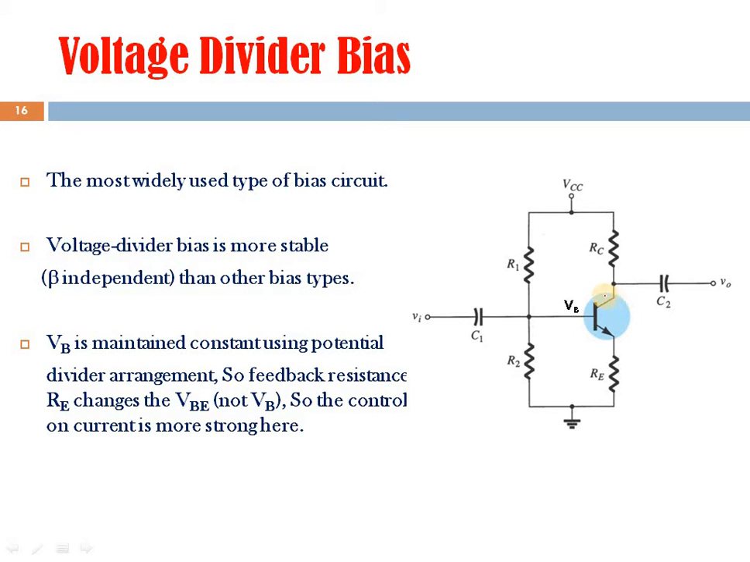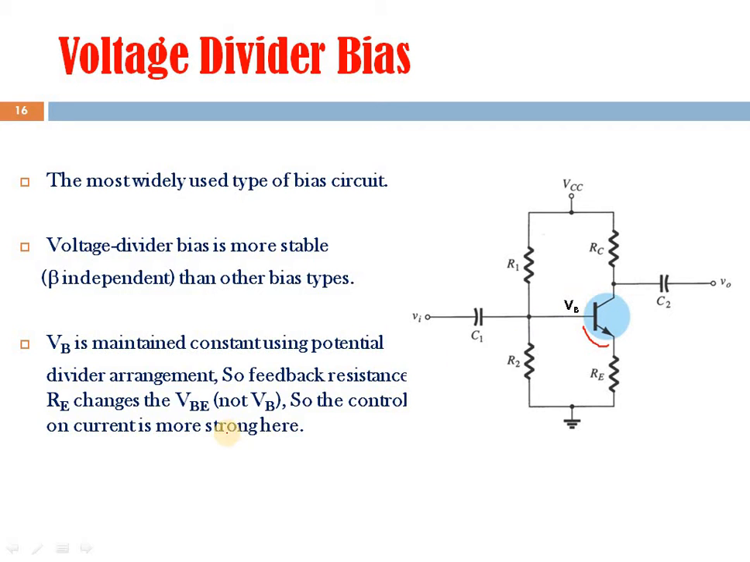In this circuit, VB is maintained constant. In the earlier methods, even with the emitter resistance method, VB was increasing if IC was increasing, right? But here VB is kept constant. So the feedback resistance RE changes VBE. This voltage is changed when the output current changes, while VB remains constant.